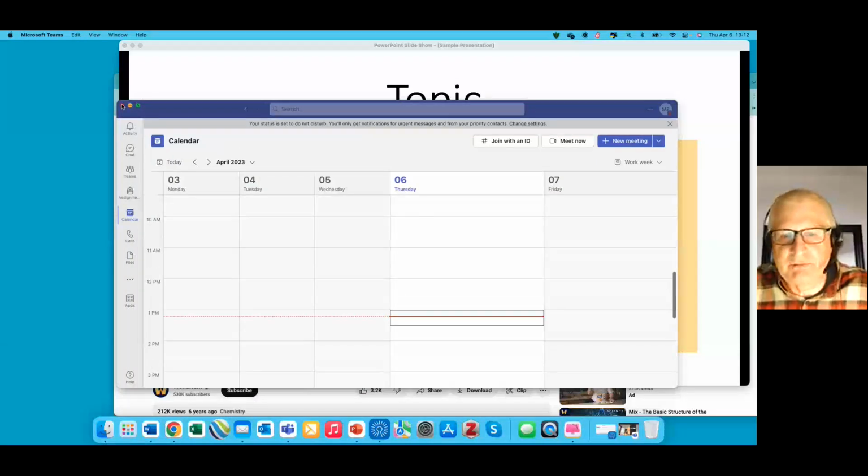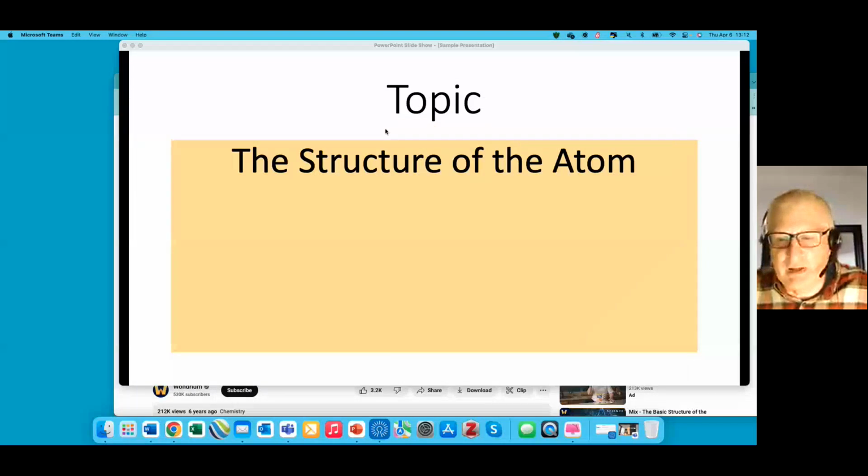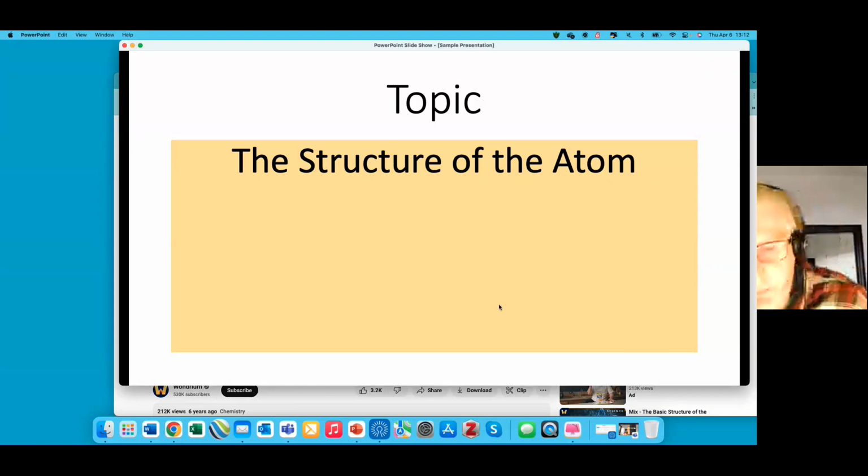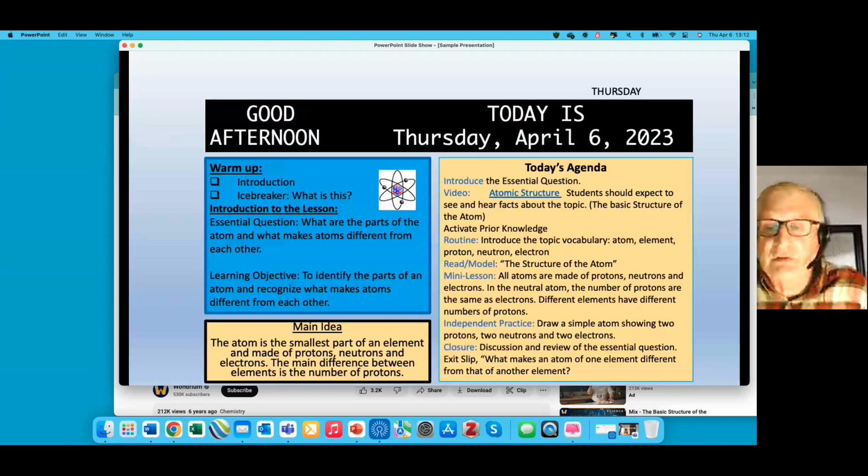Okay. I'm going to share my screen with you. And the topic of today is the structure of the atom. The structure of the atom. Okay. So here's our agenda. The essential question for today is, what are the parts of an atom? What makes up an atom? And what makes atoms different from each other?